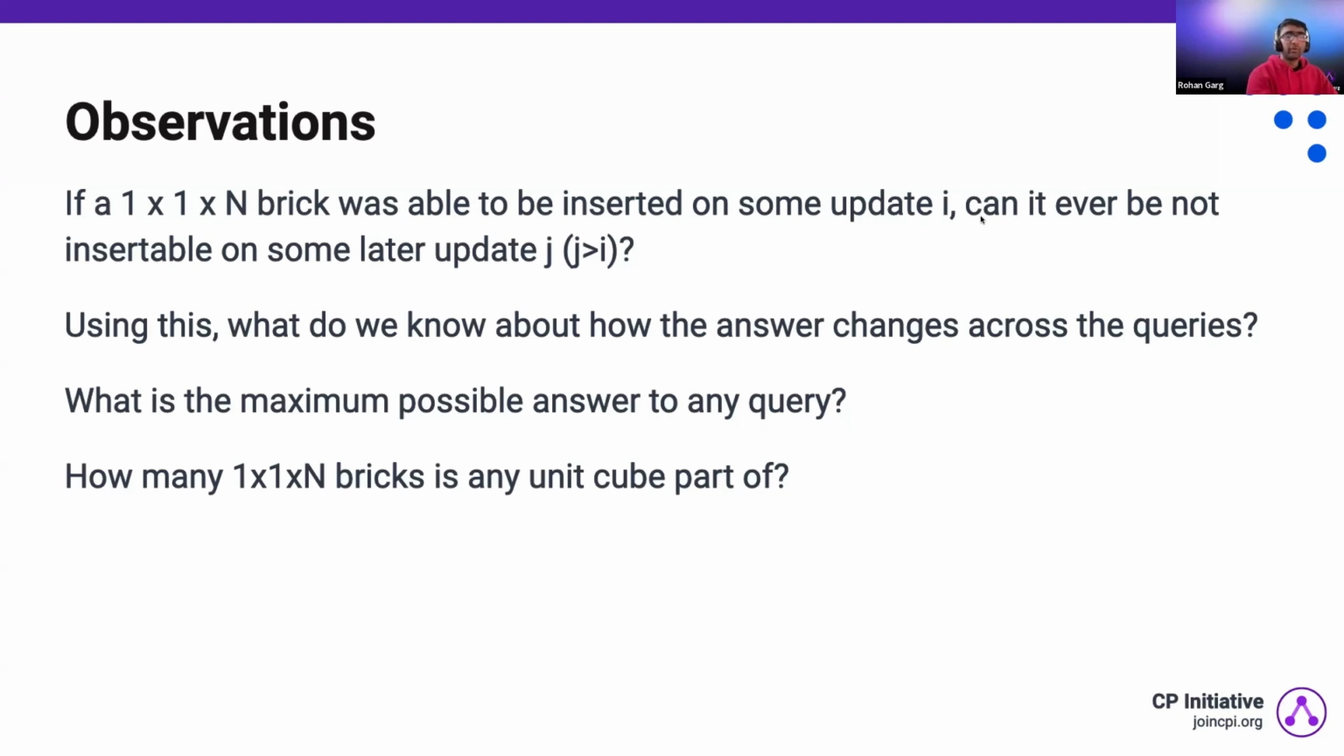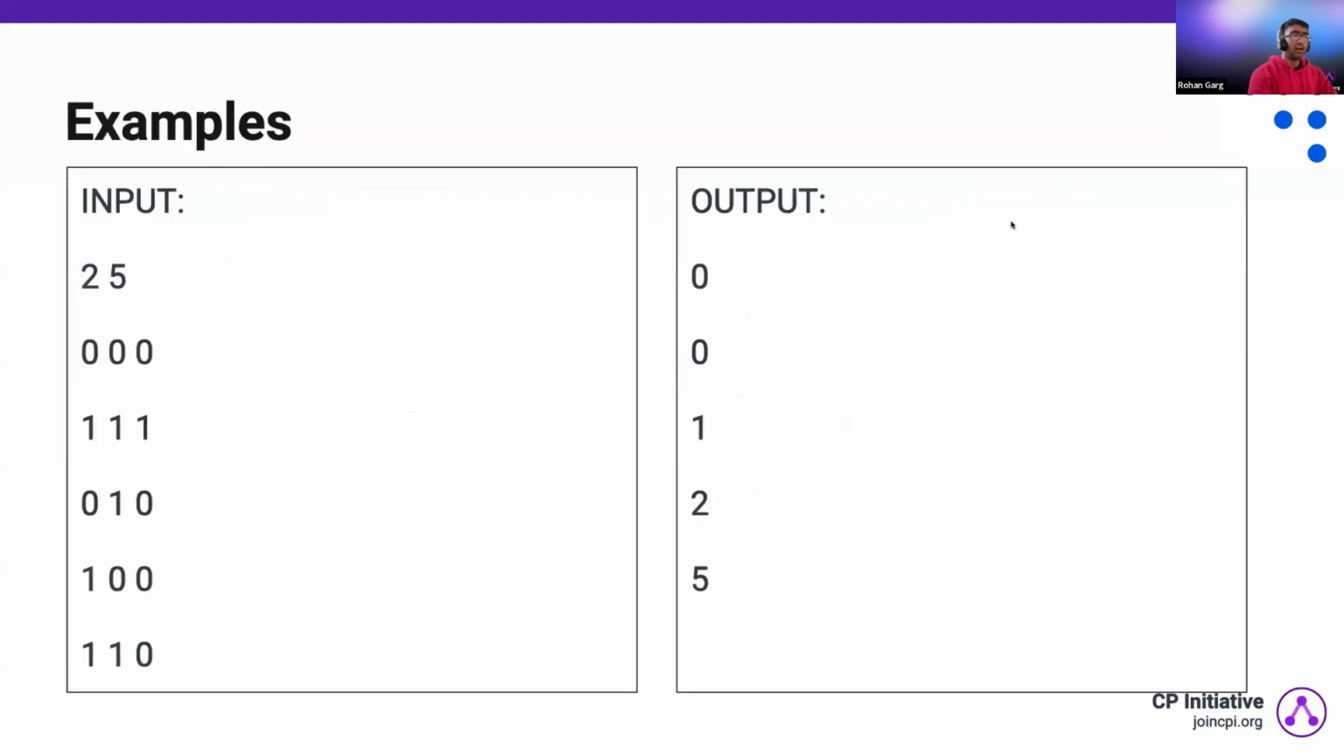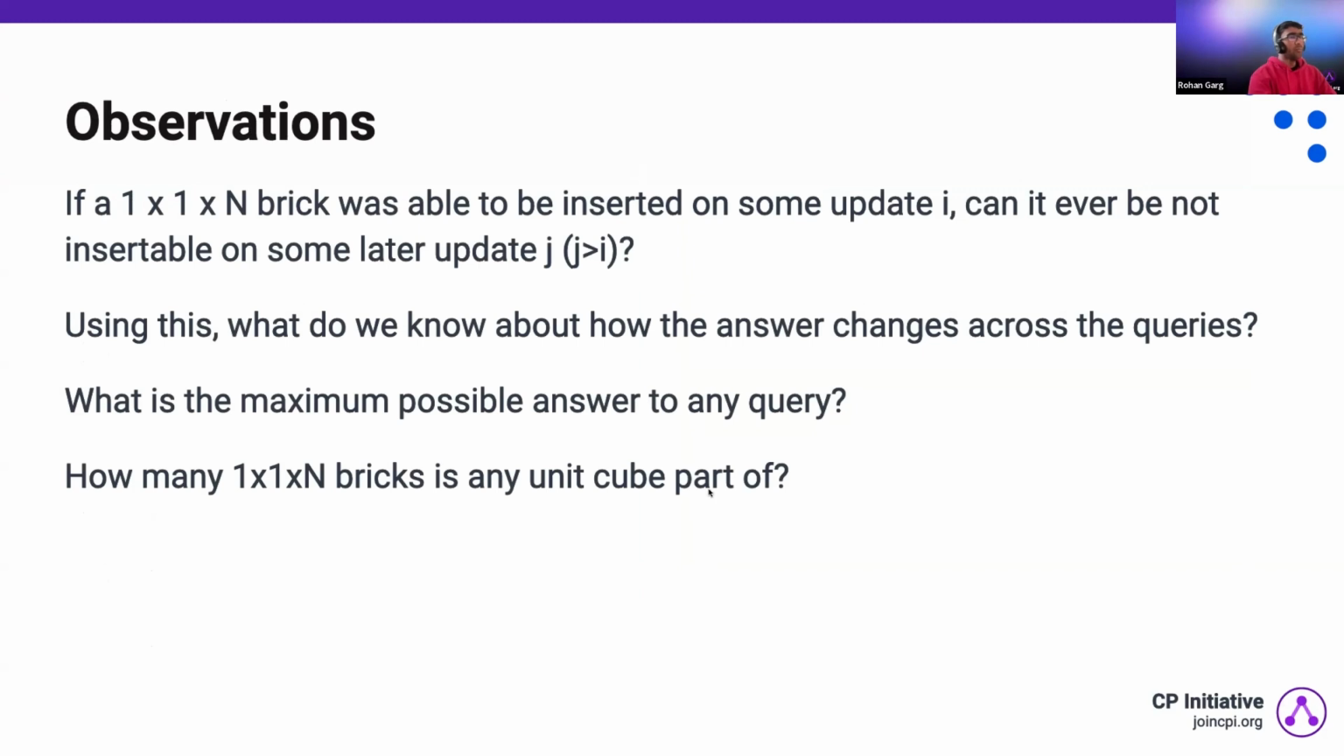So if we were able to place a one by n block somewhere, at some point in time after everything's been carved out in that area, we can always place that one by n block. And using this information, this gives us that the answer is always non-decreasing. Essentially, it can never decrease from one query to the next one. It's always going to stay the same or increase. You can see that pretty clearly in the output. It's never decreasing.